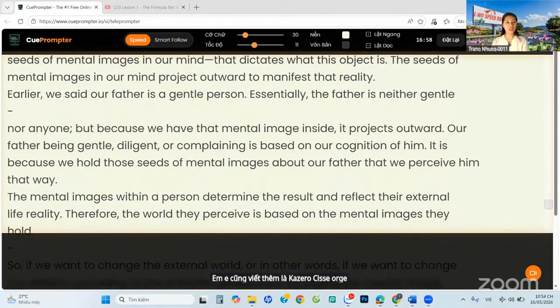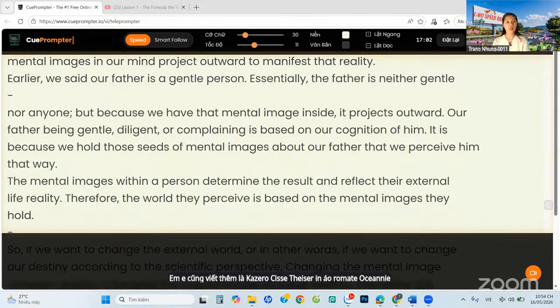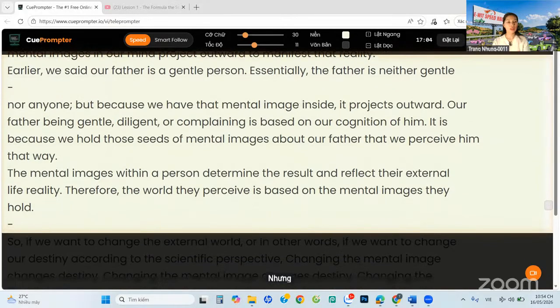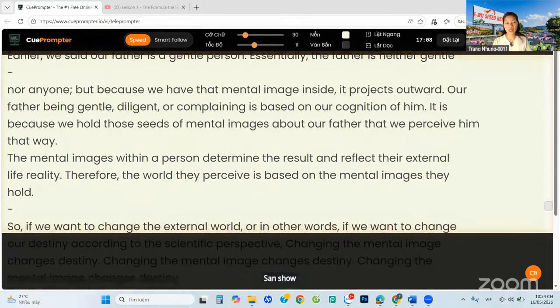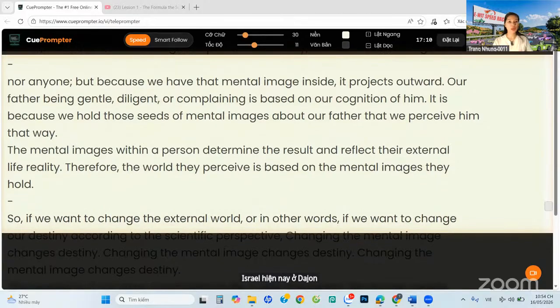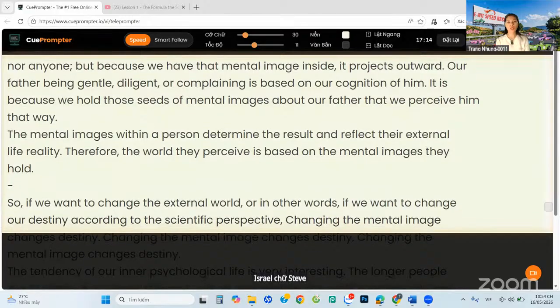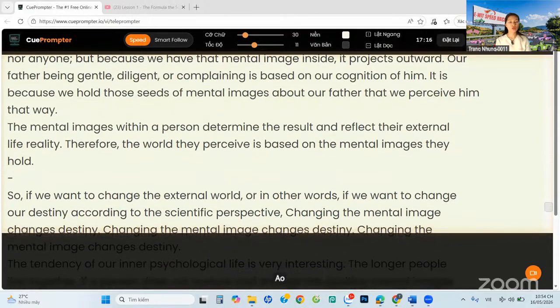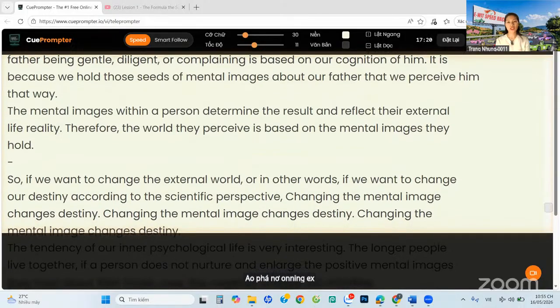The system of mental images in our mind projects outwards to manifest that duality. Earlier we said the father is neither gentle nor lazy, but because we have that mental image inside, it projects outward, our father being gentle. Our judgment or complaint is based on our condition.